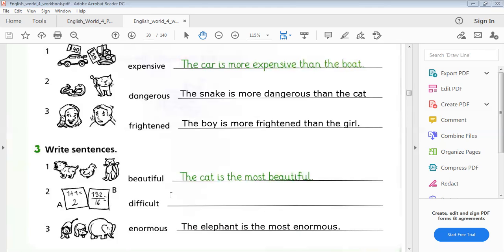So this one, we have to say which one is more difficult, 1 plus 1 or 132 divided by 16? Which one? A or B? B is more difficult than A. Okay. Good. Now stop the video and write it in your book.